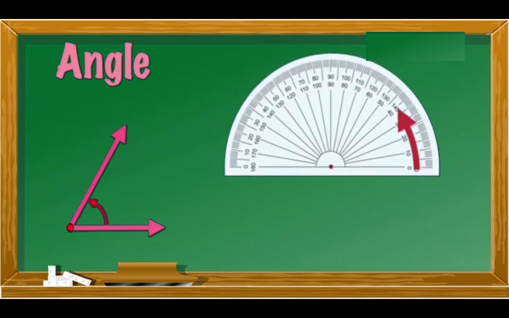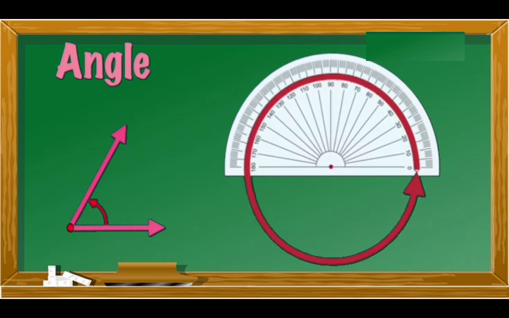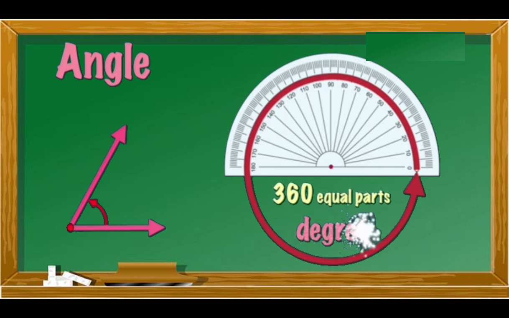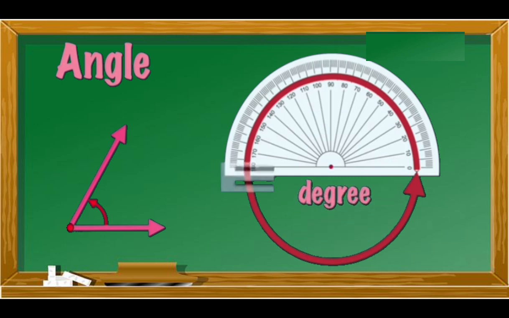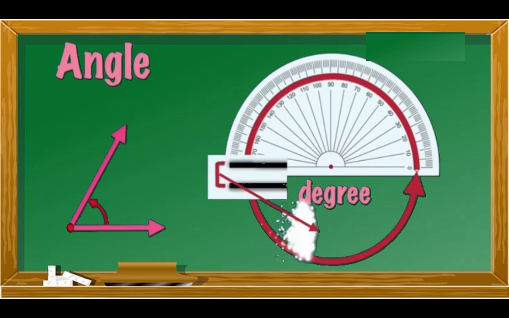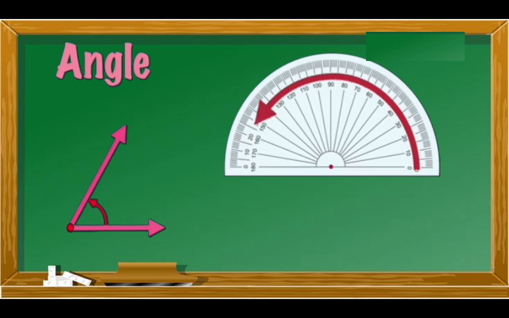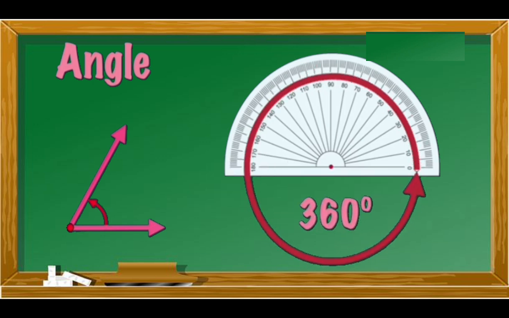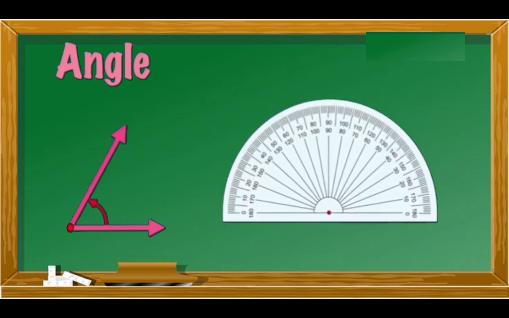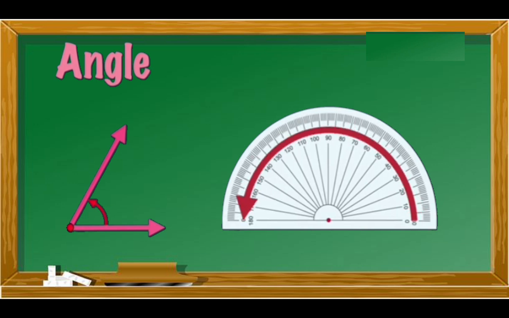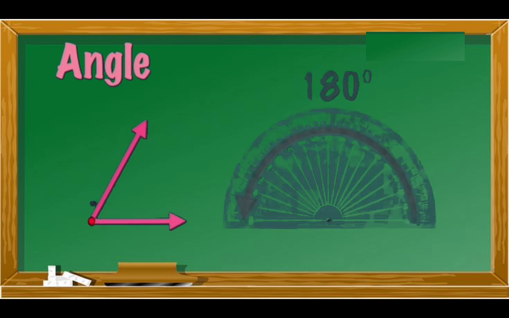A complete turnaround point is divided into 360 equal parts. Each of these parts is called a degree, and each part is denoted by 1 degree. So this one complete turn is equivalent to 360 degrees. And a protractor has 180 degrees.